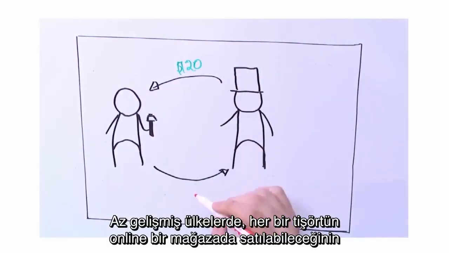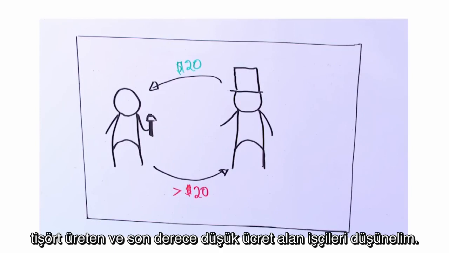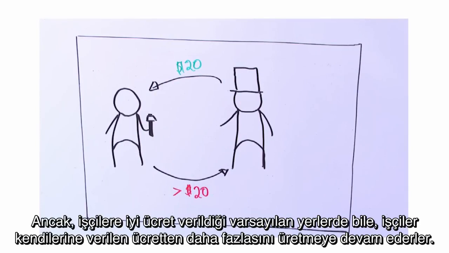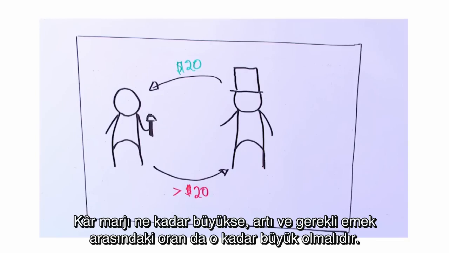Think of the extremely underpaid workers in the underdeveloped part of the world who produce t-shirts for a meager hourly wage, a fraction of what each t-shirt might be sold for in an online store. However, even in places where workers are supposedly paid well, they're still producing more than they are given in wages. The point is that you cannot have profit without having surplus labor and the surplus value that comes out of it. The greater the profit margin, the larger the ratio between surplus and necessary labor must be.